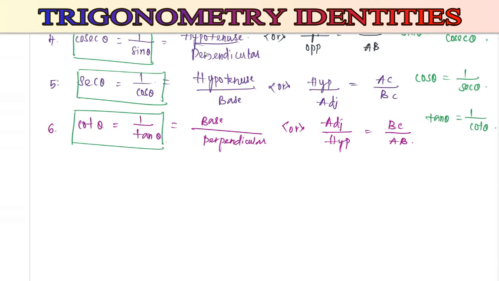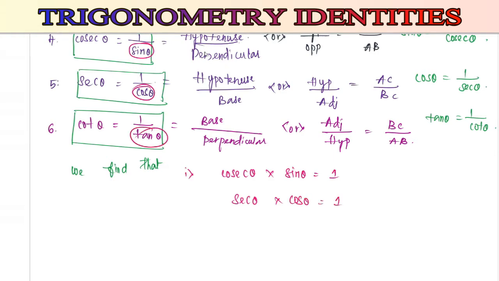From the reciprocal relationship, we can also find that when you shift the division to the opposite side, it becomes multiplication. So cosecant theta into sine theta is equal to 1. Secant theta into cos theta is equal to 1. Tan theta into cot theta is equal to 1. So these are the formulas we found in the reciprocal relationship.